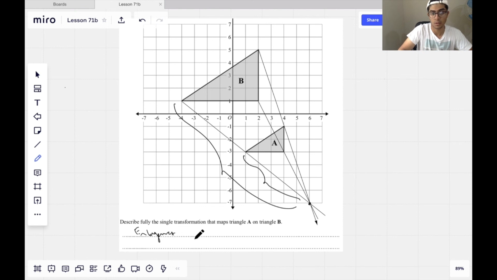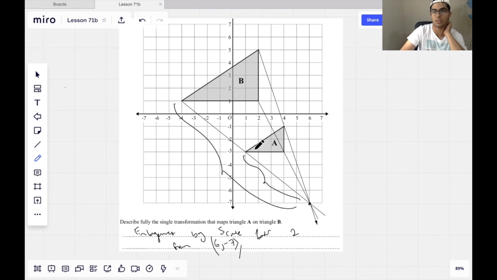Of course, use a ruler, your life will be a lot easier. And also, if you really want to confirm it, you can find the area of this and find the area of that. If it's a scale factor of 2, then the area scale factor should be 2 squared, so that's 4. So that's a quick way to check.